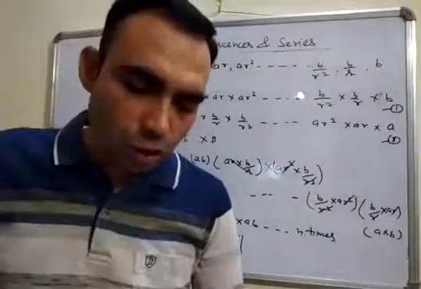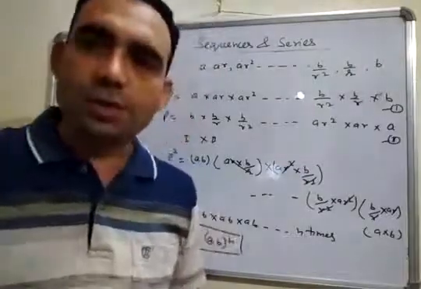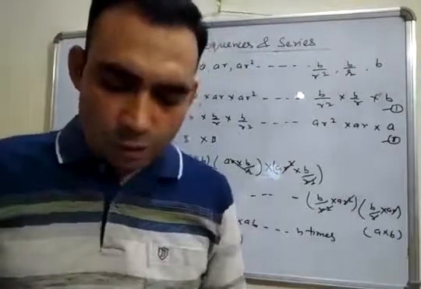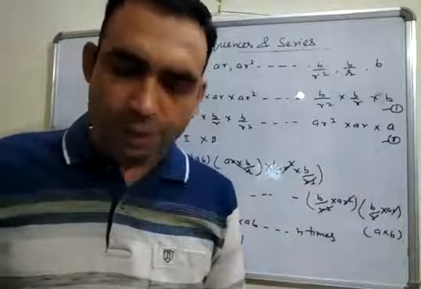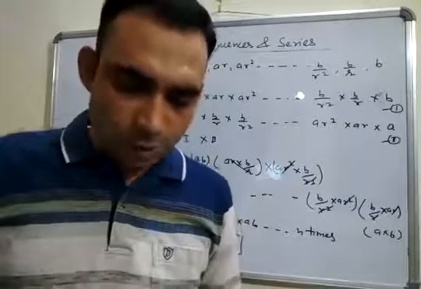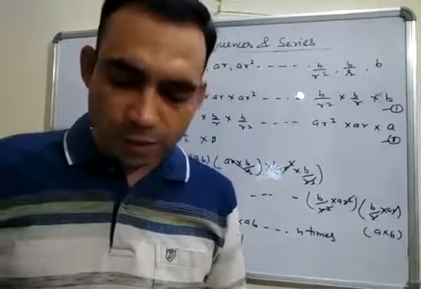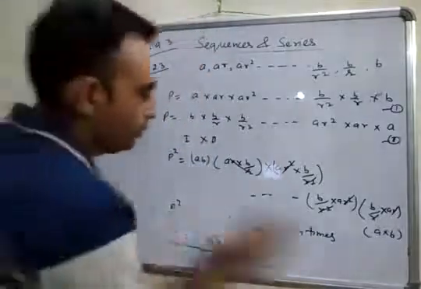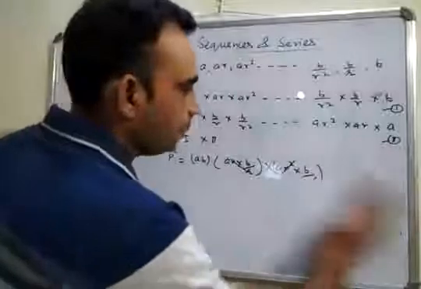So this is the solution of question number 23. Now question number 24. Show that the ratio of the sum of the first n terms of a GP to the sum of the terms from n plus 1 to 2n term is 1 upon R to the power n. So we have a GP.